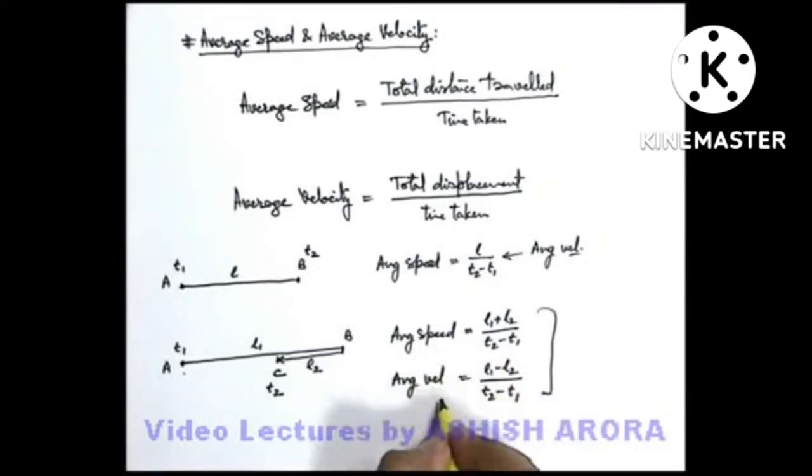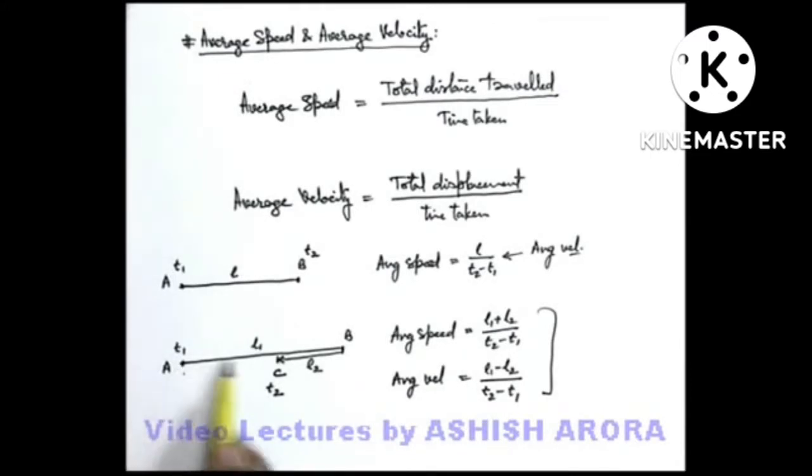This is the basic difference between average speed and average velocity. In average velocity, we must also mention the direction in which it is moving. Like here it is moving from A to C. Let's say the direction towards east.